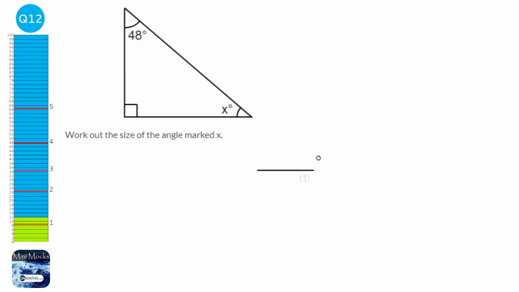Here we have a triangle and we've got an angle of 48 degrees. We've got this right angle which is 90 degrees and we're looking for x. So what we need to do is we need to realise that the 3 angles will add up to 180 because it's a triangle. So what we're going to do to find x is just subtract the 2 angles which we know. So we're going to subtract the 90 degrees plus the 48 degrees from 180.